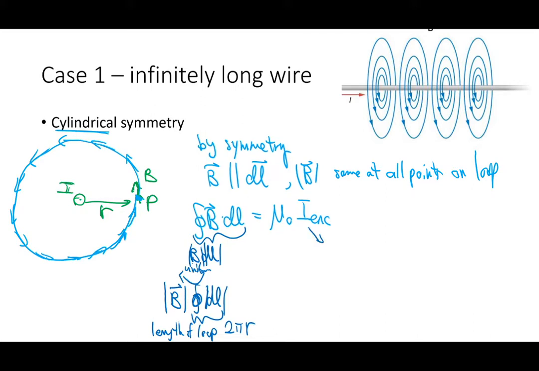And then with the I enclosed, the only current that's inside this loop coming across through the surface is this current coming out of the page. By the right-hand rule, since we're integrating in this case in the counterclockwise direction, the positive current is the current that's going to be out of the page, so we call this plus I. And that's how we use the right-hand rule with Ampere's law.